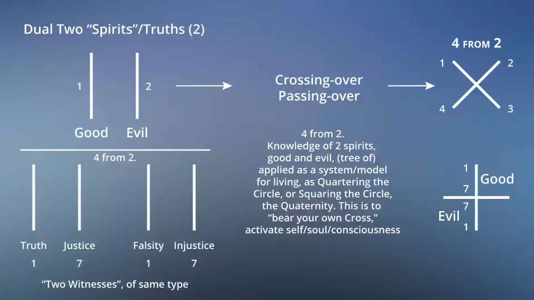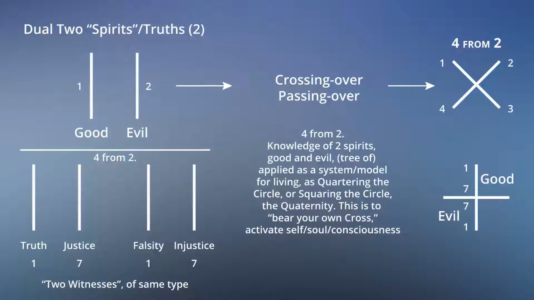Number 28. Here's some more dual symbolism. So we have the dual two truths, the two spirits, the two truths. Again, as I mentioned, one and two. So we have good and evil. And that can be symbolized as going from two to four, as I mentioned before. When you take the two and you cross it over, it produces four. And if you do two times four, it produces eight. And eight is infinity. That's also infinity in terms of time, if you put two more lines on it on each end.